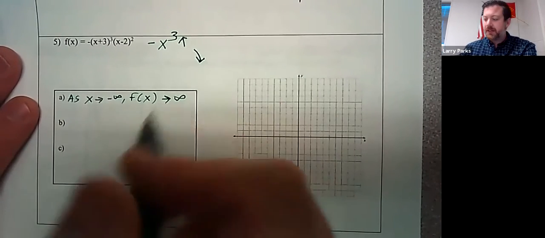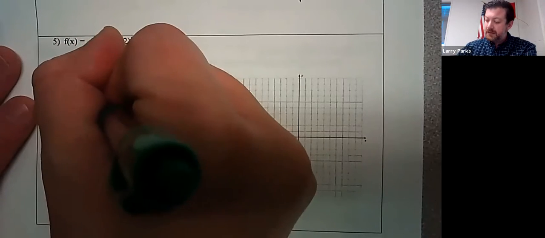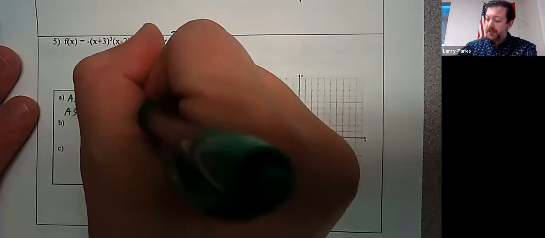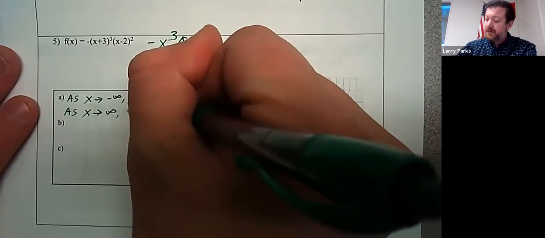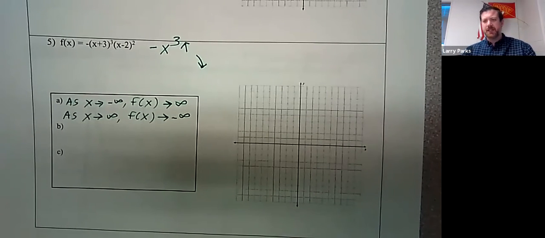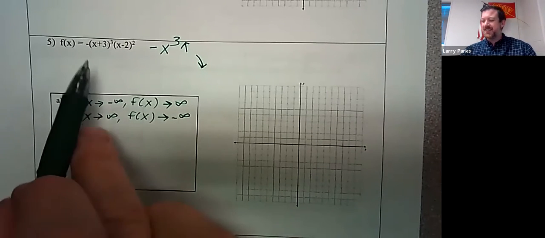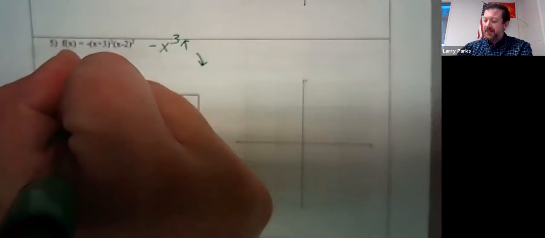And as x approaches the right, my function goes down. Now, what are my solutions? For x plus 3, the factor is x plus 3. I would say negative 3 is a solution.